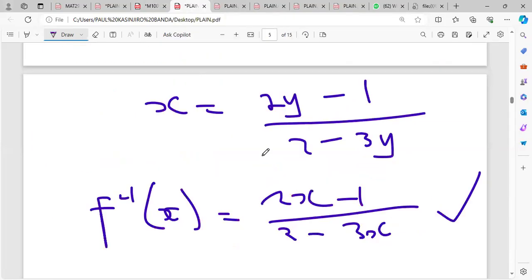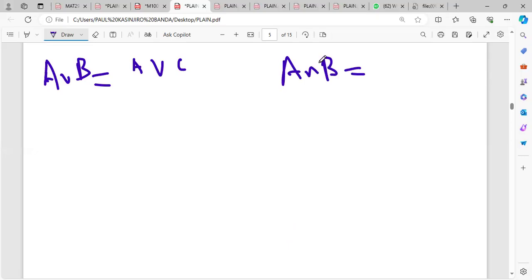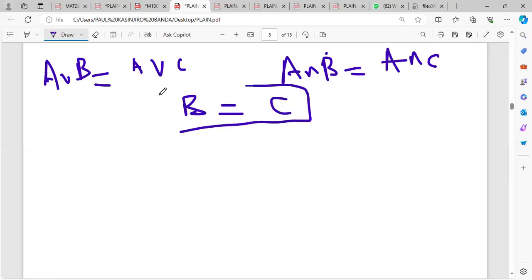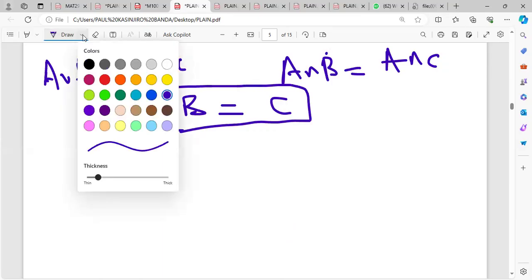Okay, so we have these conditions here that I'm going to write. So they said if A union B is equal to A union C, and A intersection B is equal to A intersection C, then show that B is equal to C. So how are you going to show that your B is equal to C?